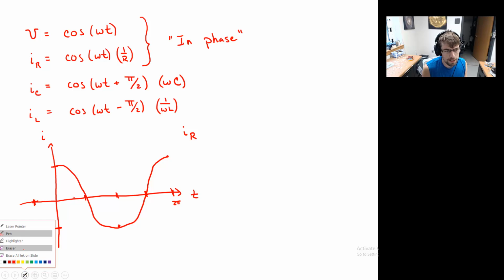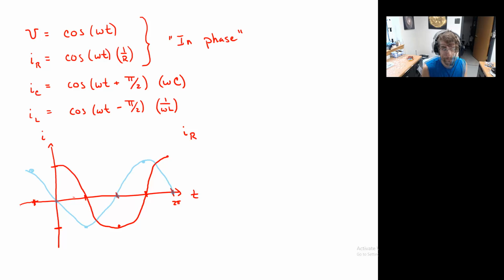But let's take a second. Now let's look at the current through the capacitor. We notice that we have a shift, I'll put IC here, a difference between the applied potential and the resulting current. It's kind of interesting. And we say that it leads.